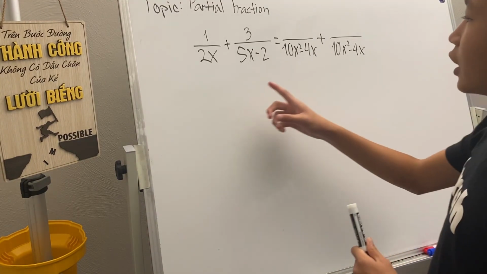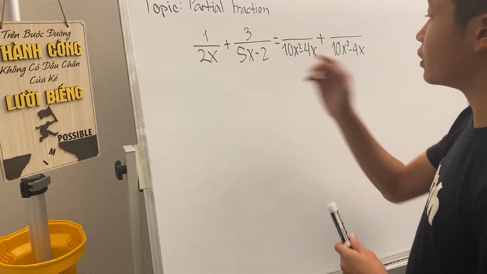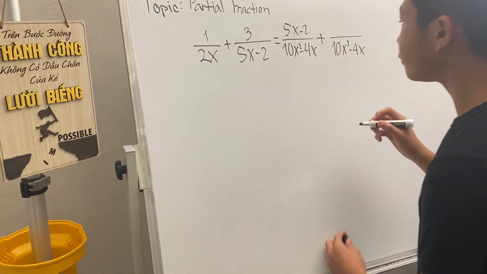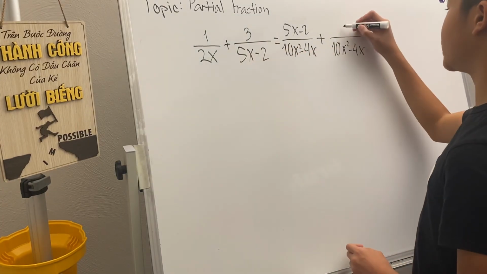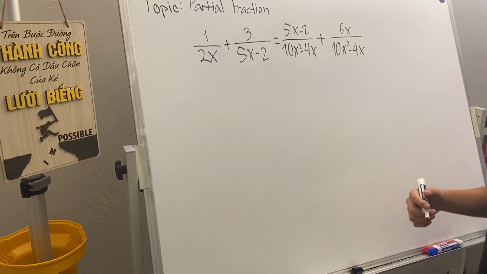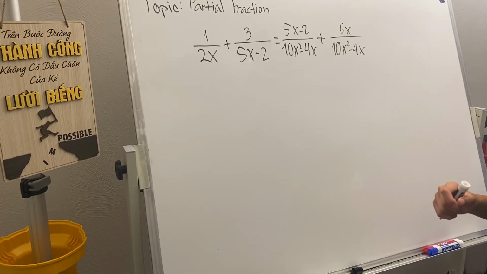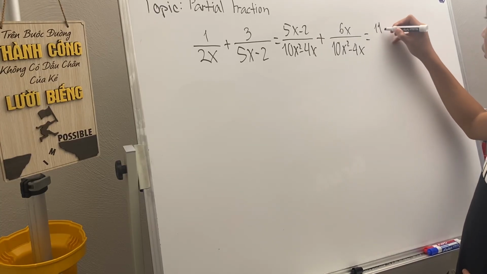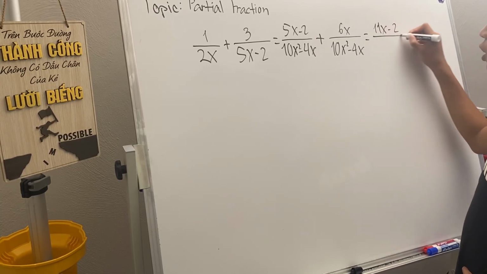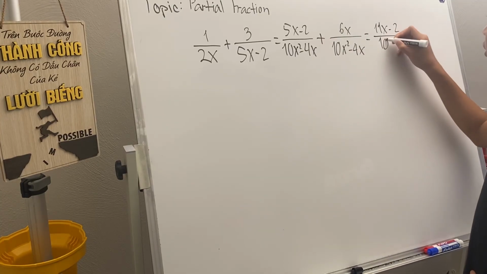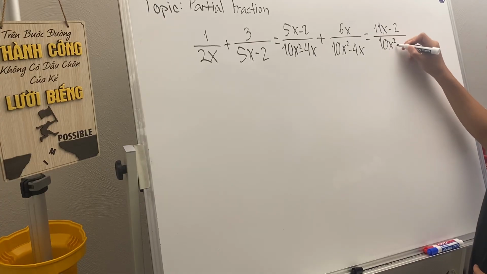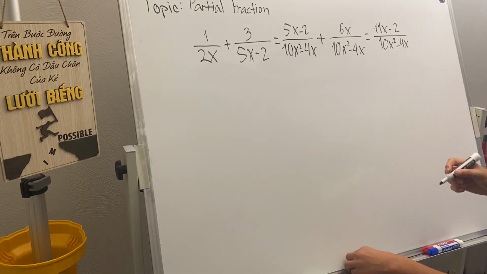Okay, then we're going to multiply top and bottom. So this on this, which is 5x minus 2. This on this, which is 6x. Add this together, you will get 5x plus 6x, which is 11x minus 2 over, well, this is the same thing, so we just keep it. And yeah, that's our answer.